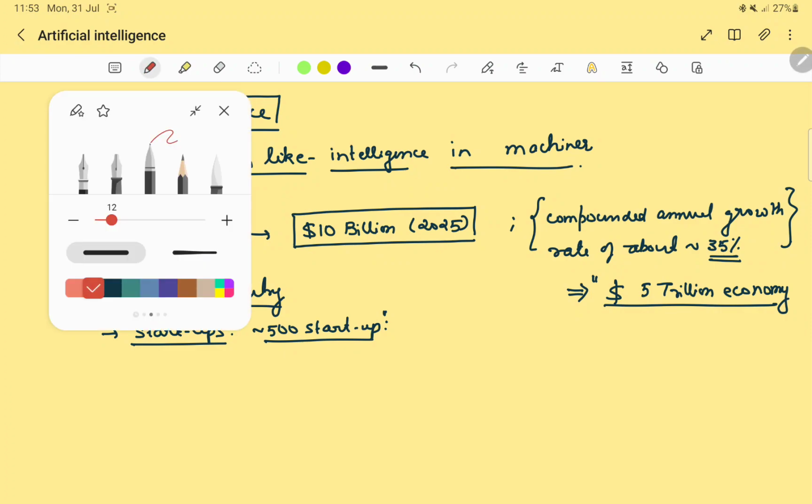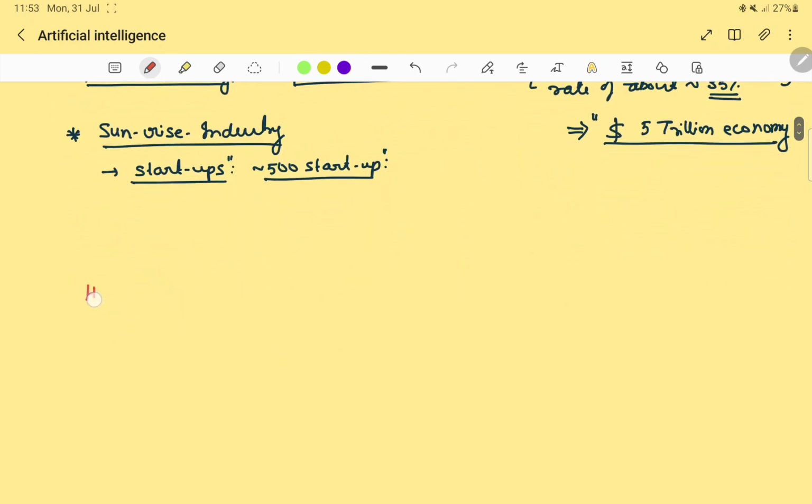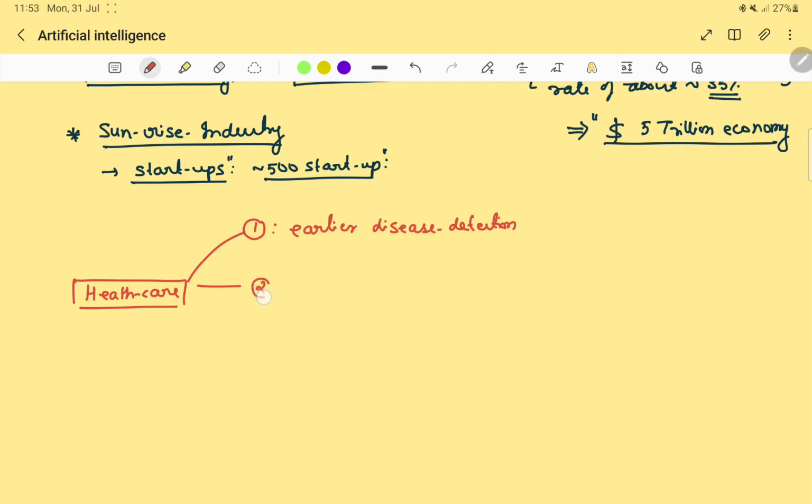Okay, so I am starting first with healthcare. So what are the contributions that AI gives in healthcare? The first contribution is that it basically enables earlier disease detection. So you will be able to detect a disease quite early, and it will be easy to diagnose at the earlier stage. Then it is also possible to give personalized treatment based on the person.